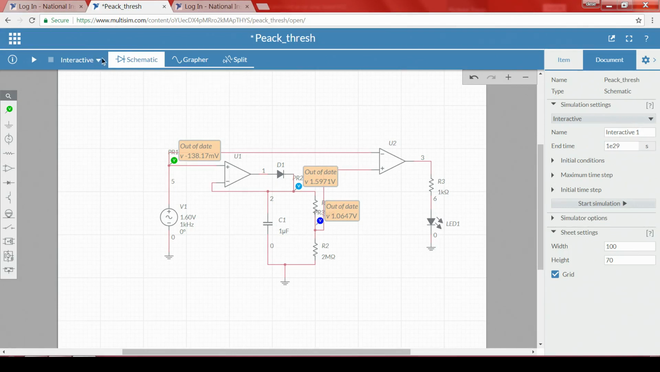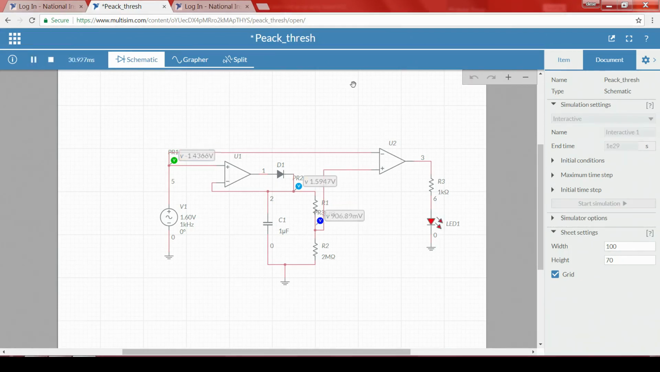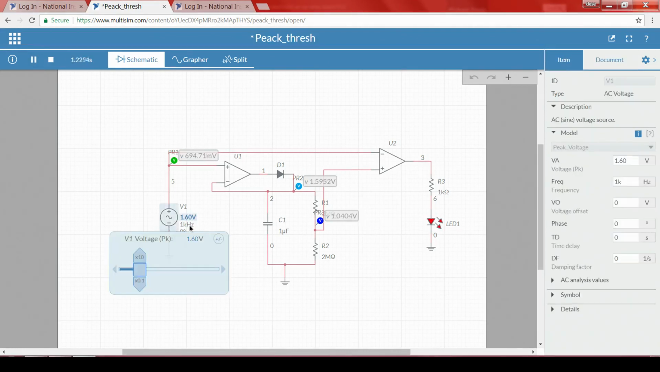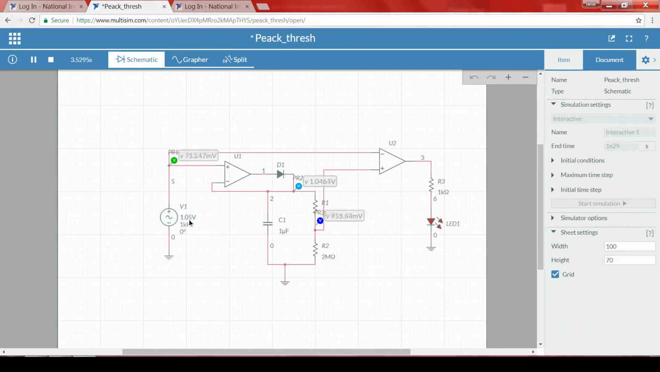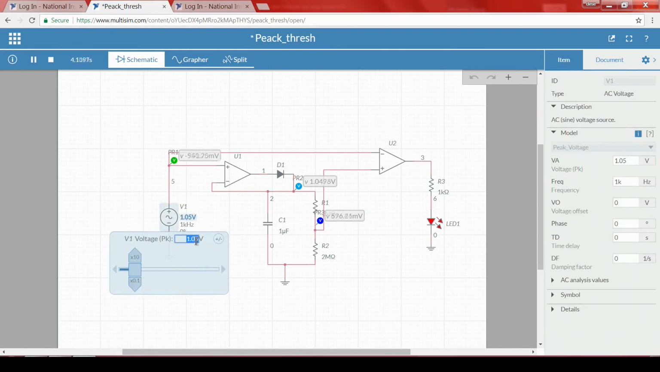Now, let me run it. Since the frequency is very high, we can see it is continuously glowing. So, make the input 1 volt. Then let me decrease the frequency. We have to analyze, so 100 hertz is also too high to understand. Let me make it 50, even that is too much, 30.